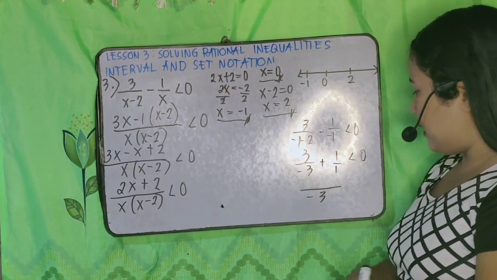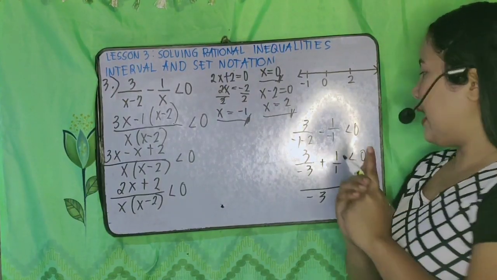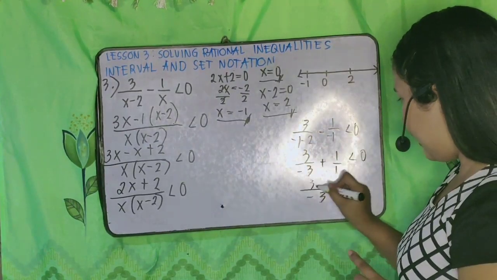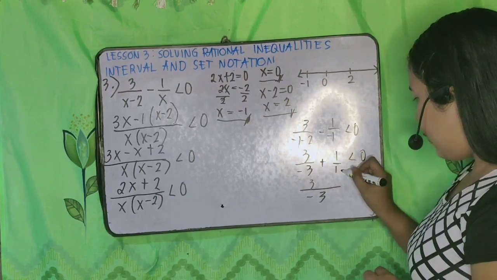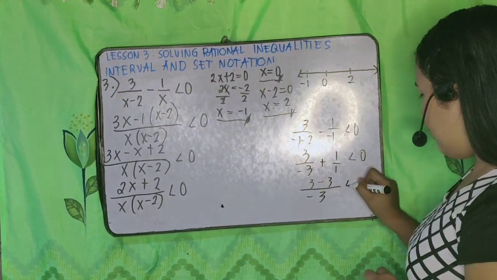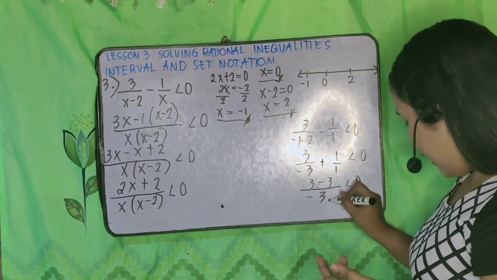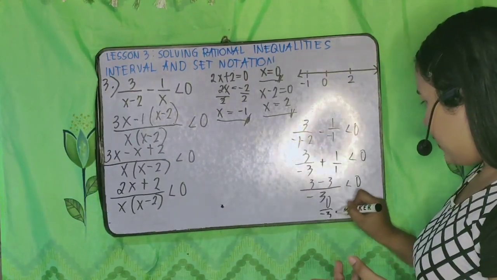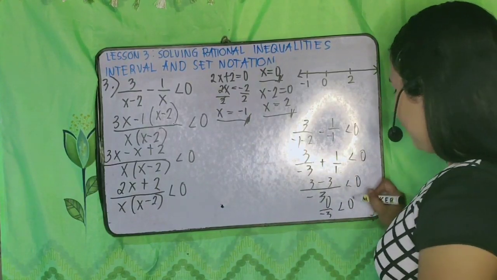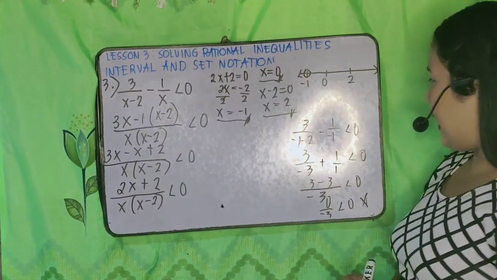Okay, so negative 3 divided by negative 3 is positive 1, times positive 1 times 3, so we have 3, then copy. Negative 3 divided by 1, of course, negative 3 times positive 1, we have negative 3, so greater than or less than to 0, okay? So 3 minus 3 is 0. So 0 divided by negative 3, of course, undefined. Pag undefined, meaning wrong to, ibig sabihin, hollow circle lang po yung negative 1, okay?